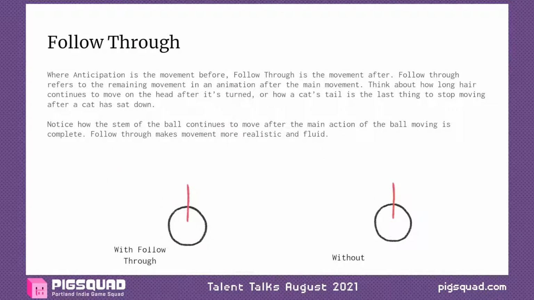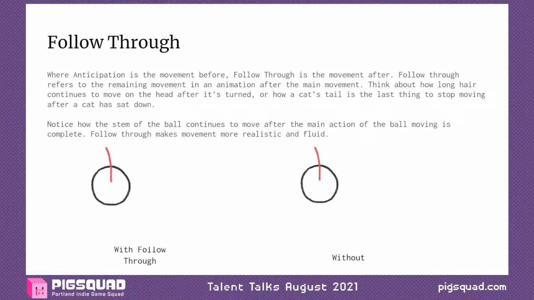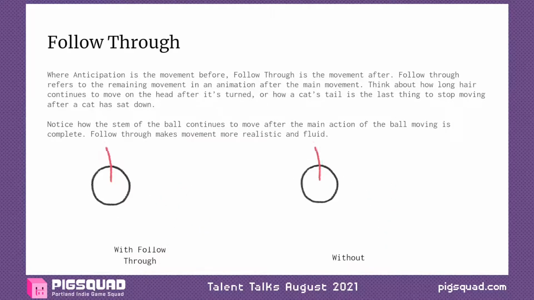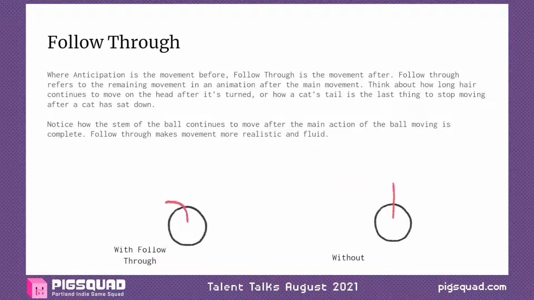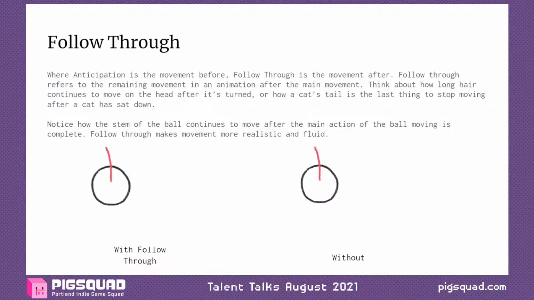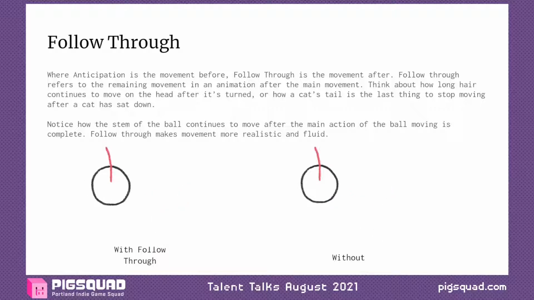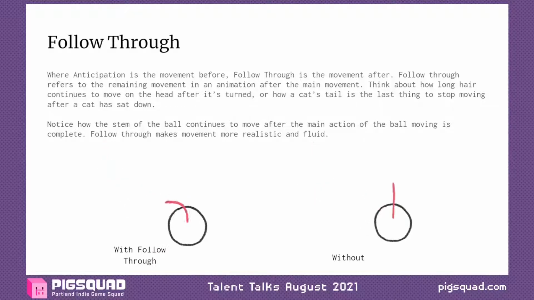The next basic is called follow through. So where anticipation is the movement before, follow through is actually the movement after. Follow through refers to the remaining movement in an animation after the main movement. With this one, think about how long hair continues to move on the head after it's turned, or how a cat's tail is the last thing to stop moving after a cat sits down. Those are things that you would want to animate follow through with. It's movement after the main movement.